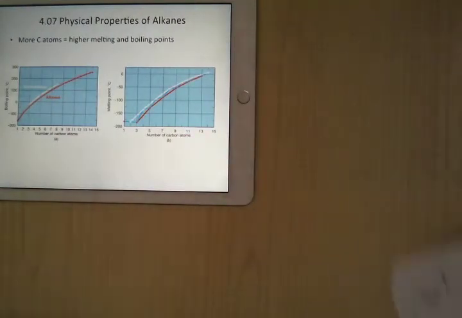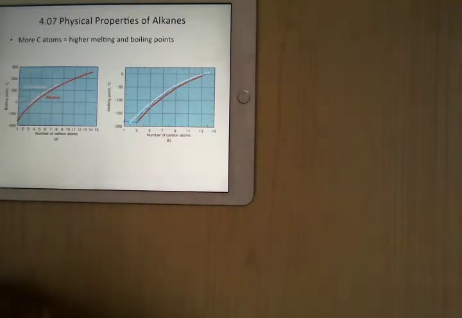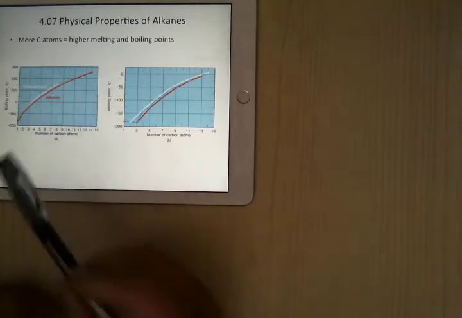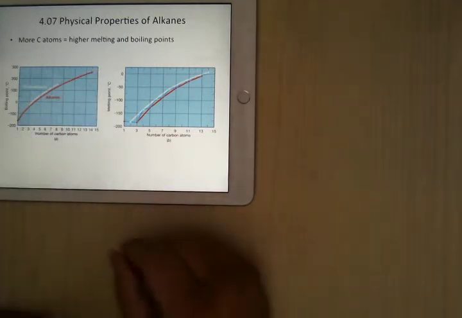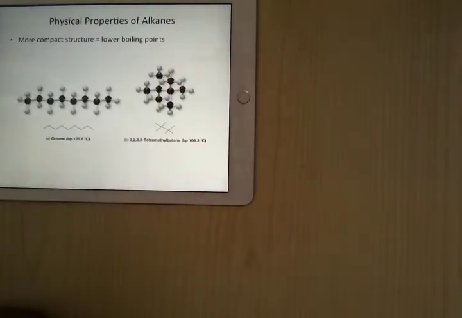Okay, so physical properties of alkanes. There's not a whole lot we can do with them, but we noticed this in the previous chapter when we were talking about melting and boiling points, that the longer the chain, the higher the melting and boiling point, generally. So again, more compact structure, you're going to have lower boiling points.